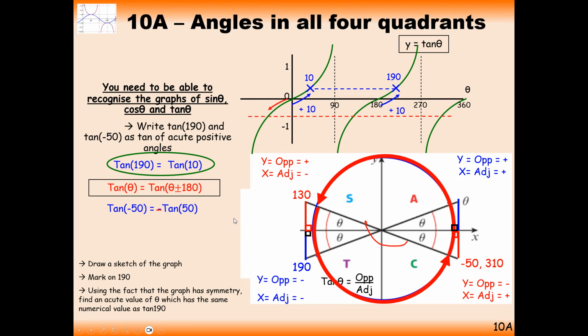Okay, so that's what we did. These are the other equivalent angles we were asked to find as acute angles. These are not acute, so they're not working out for us. So tan of 130 is the same as tan of 360, but that's not relevant.